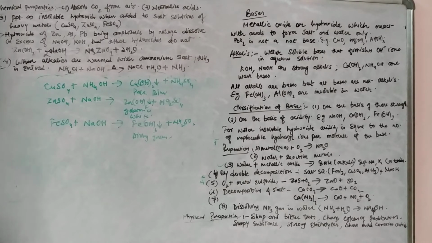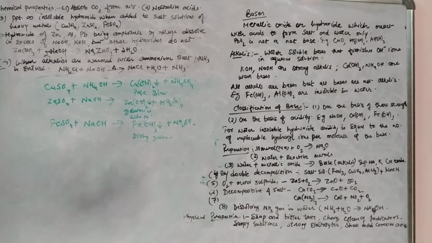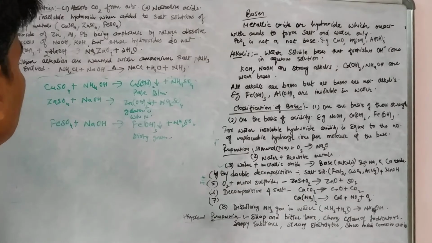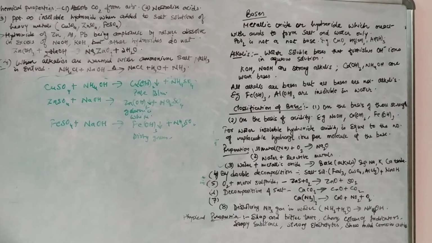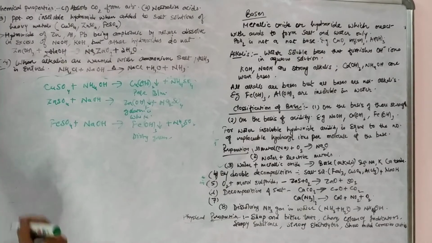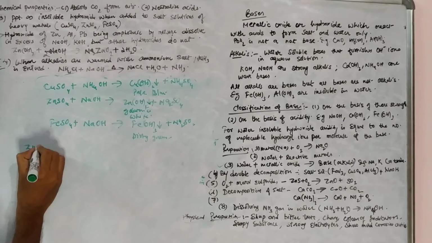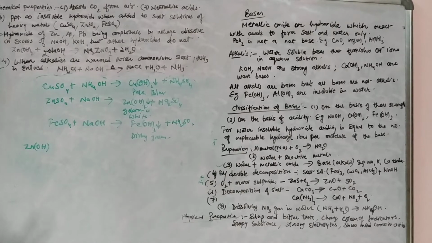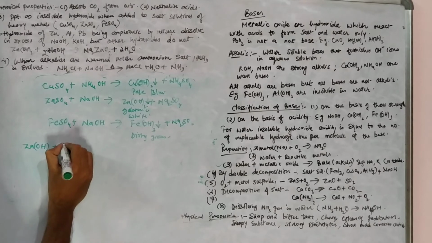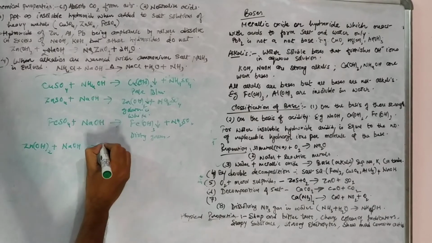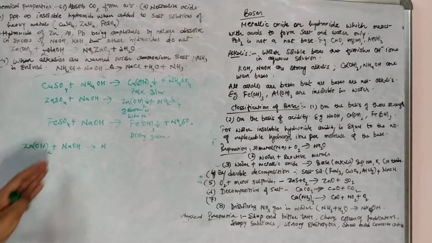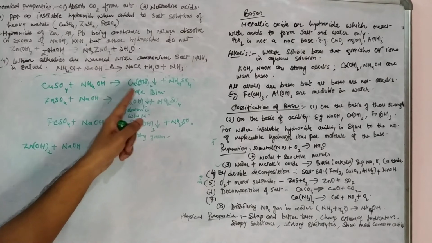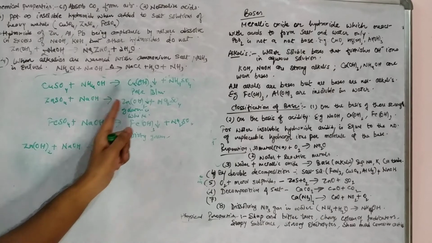And hydroxides of zinc, aluminium, and lead are amphoteric in nature. Amphoteric means that it reacts with acids as well as bases. So zinc hydroxide is amphoteric in nature. This is a little important reaction. It will react with sodium hydroxide to give you zinc hydroxide. Here we formed the gelatinous white precipitate of zinc hydroxide.